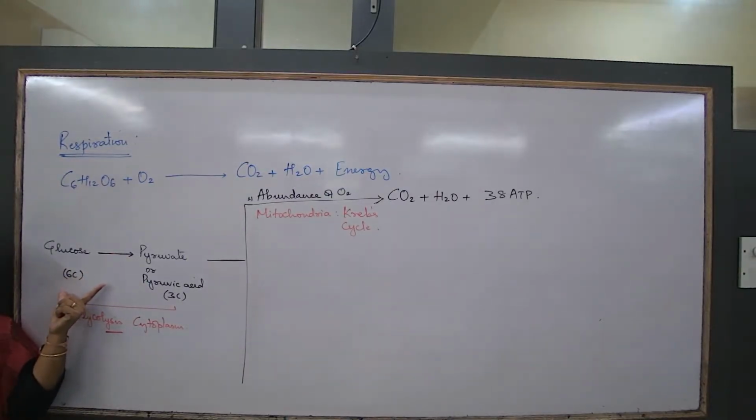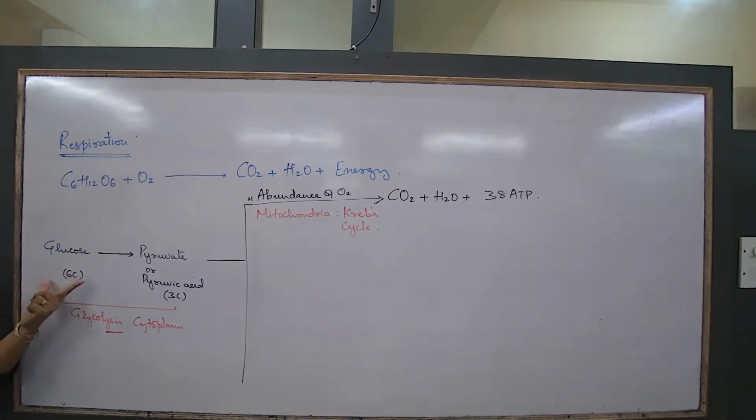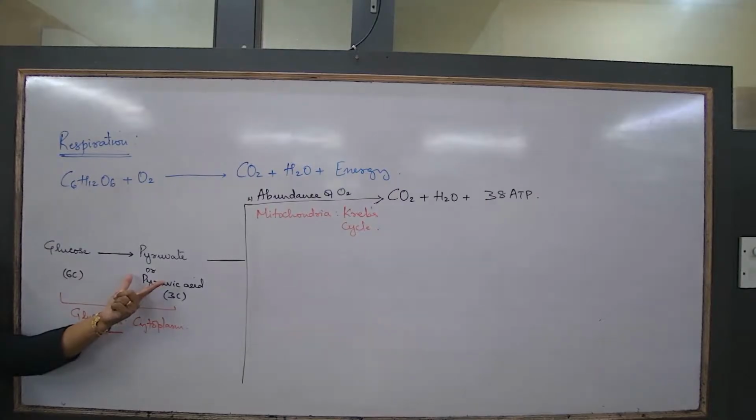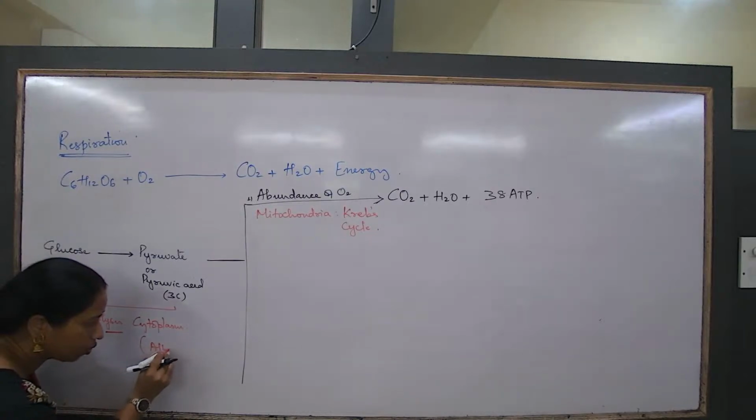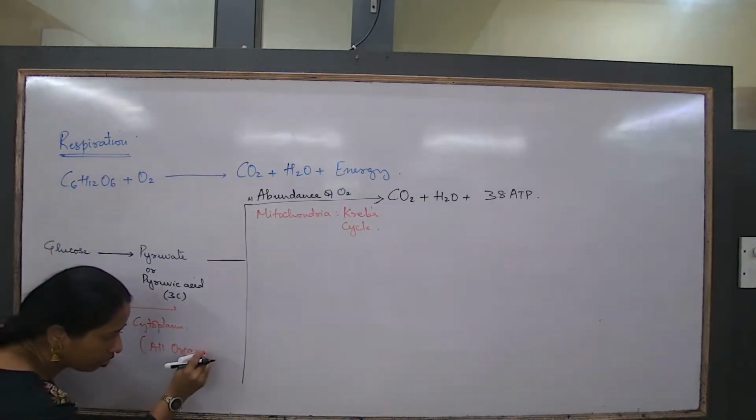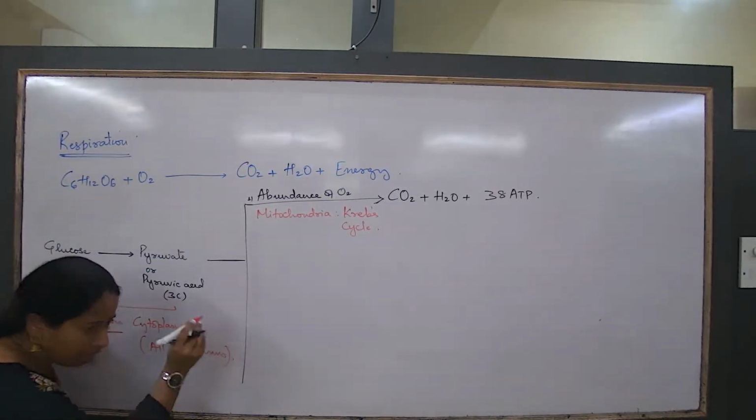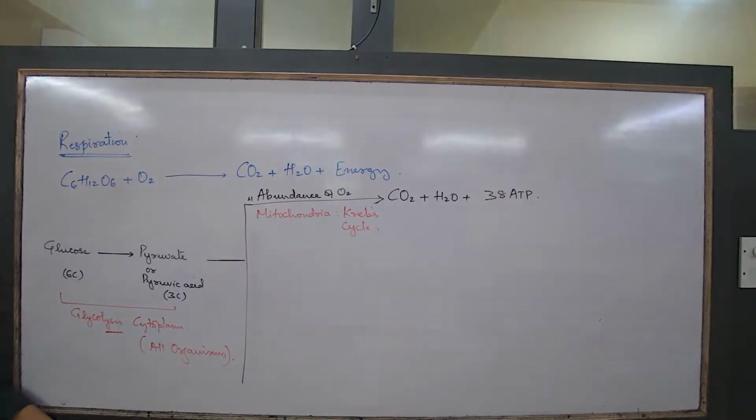What is glycolysis? What will you write? What is meant by glycolysis? Breakdown of glucose to pyruvic acid, which takes place in the cytoplasm of all cells. This process will happen in all organisms, remember, whether it is a single celled organism, multicellular organism, simple, complex, fungus, plant, or animal, everywhere. This process is a common feature, a common step.